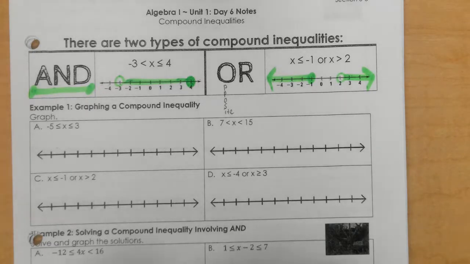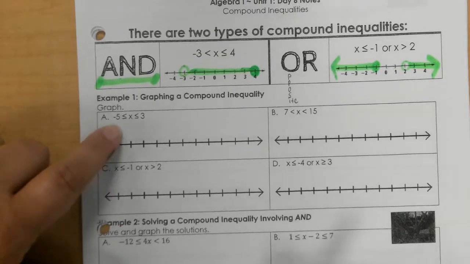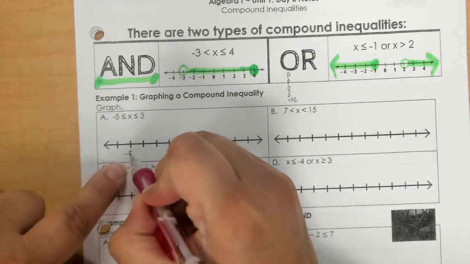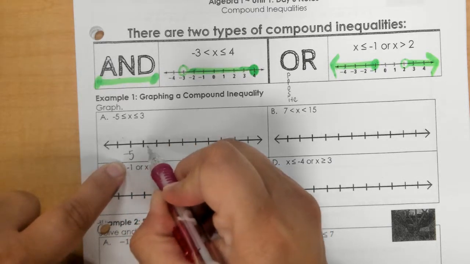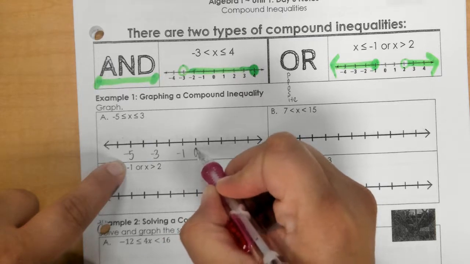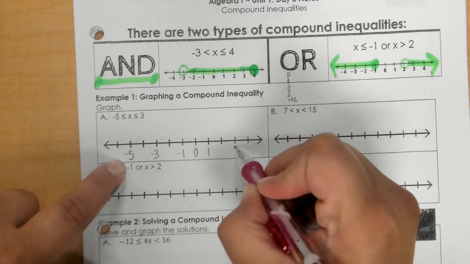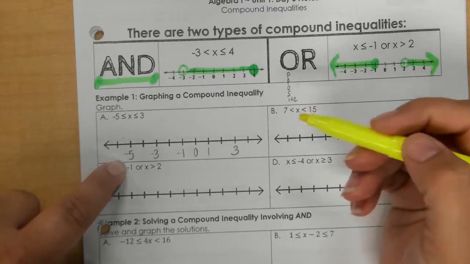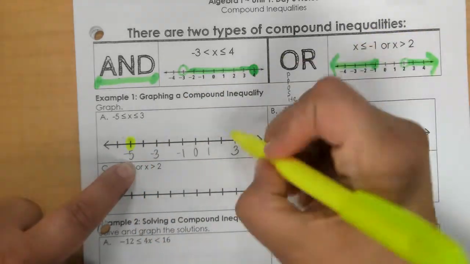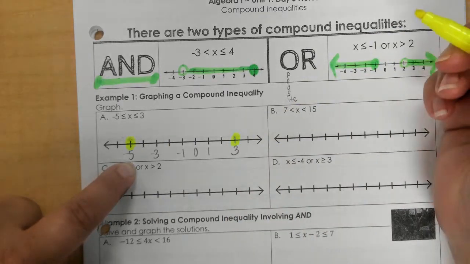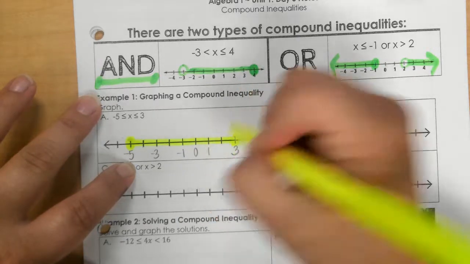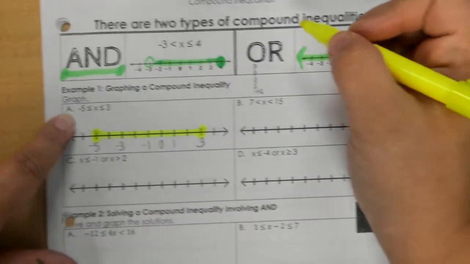So for example 1, if we are at negative 5, less than or equal to, okay, so we need to put negative 5 on here, and then we count negative 4, negative 3, negative 2, negative 1, 0, 1, 2, 3. Alright, so at negative 5, we would have a closed circle. At 3, we'd also have a closed circle. And then we would be connecting these together. This is the and. Okay?